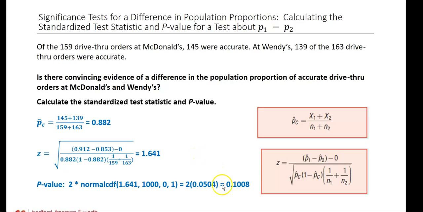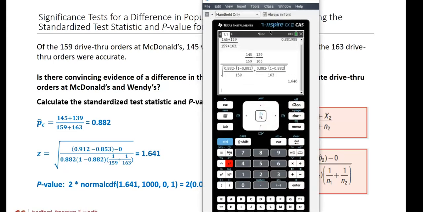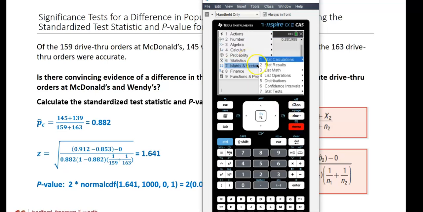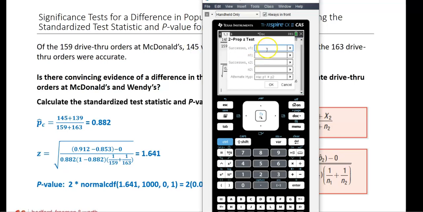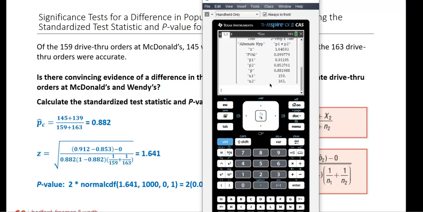Now, we can also do this in our calculator, right? So let's get our calculator out and do the whole test in our calculator. So menu, it's got to be under 6. It's got to be stat test. It's got to be 2 prop z test. You got it. So this is going to be 145 out of 159, and then 139, I think, out of 163. Hopefully I did that right. And not equal to is the default, and we're going to leave it there. And so we get a z-value of 0.099 or 0.1, right? So we did it right. So the calculator does it right.